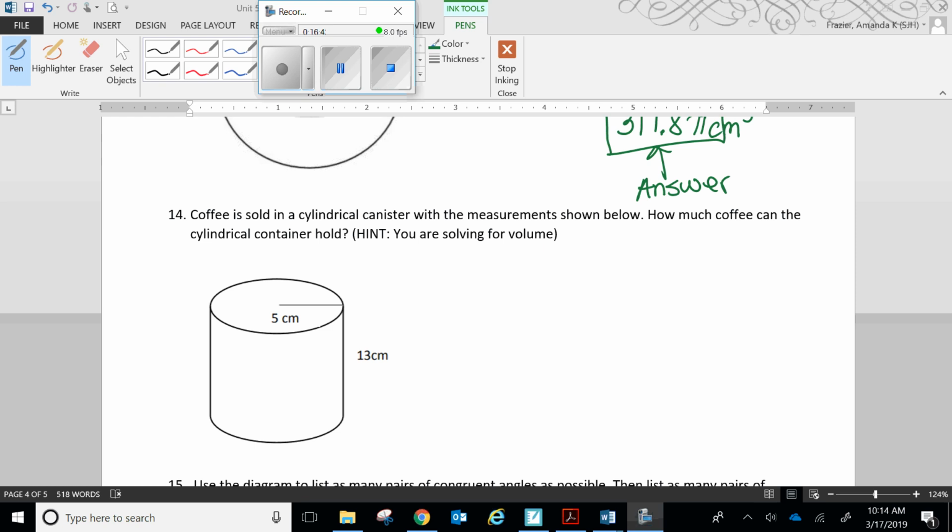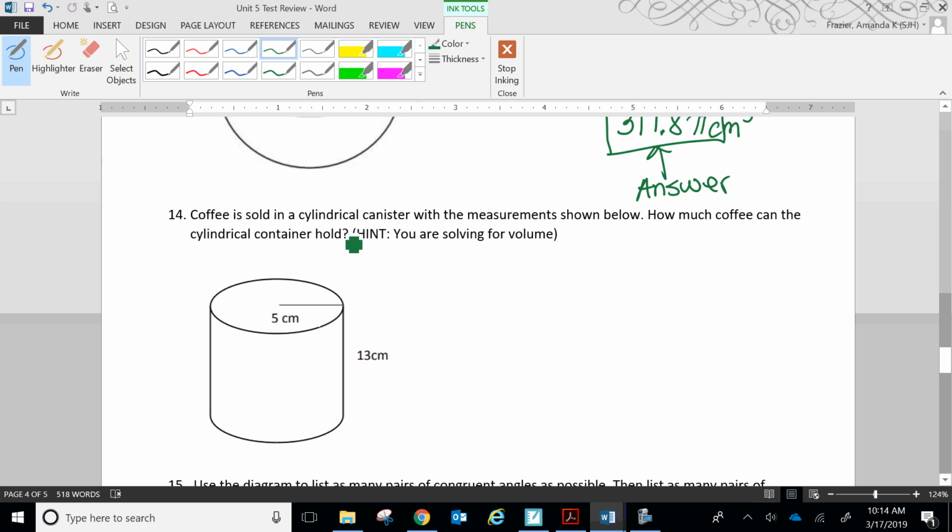Number 14, coffee is sold in a cylindrical canister with the measurement shown below. How much coffee can the cylindrical container hold? So again, since it says hold, we're solving for volume. So volume equals area of the base times height.